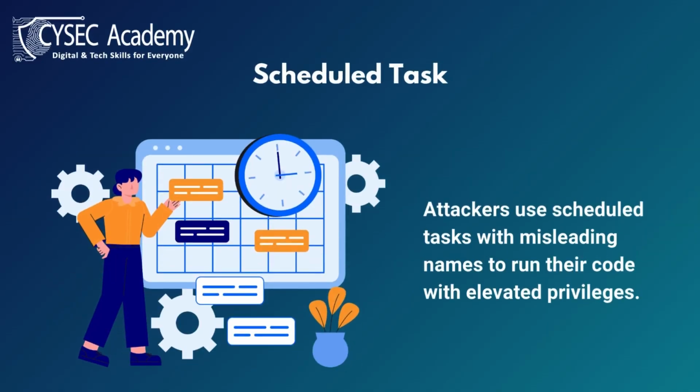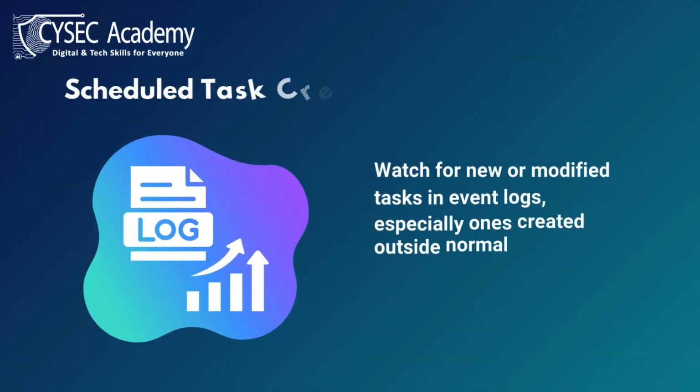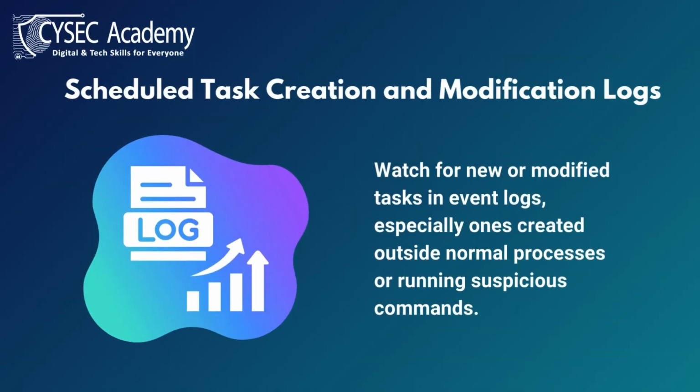Scheduled task. On Windows, this involves using the schtasks.exe utility or its underlying COM interfaces. Attackers often name tasks deceptively, e.g., Windows Update Service or System Maintenance, and run them with elevated privileges. Scheduled task creation and modification logs: Windows Event IDs 4698-4702 are mandatory. Look for tasks created outside of standard deployment processes, running unusual executables, or executing scripts with suspicious command line parameters.